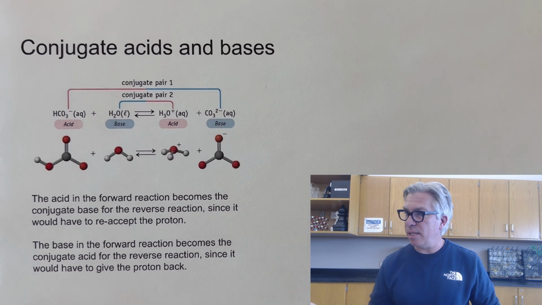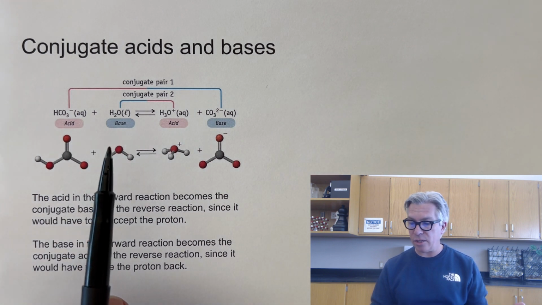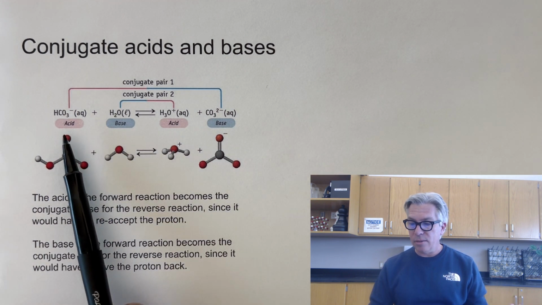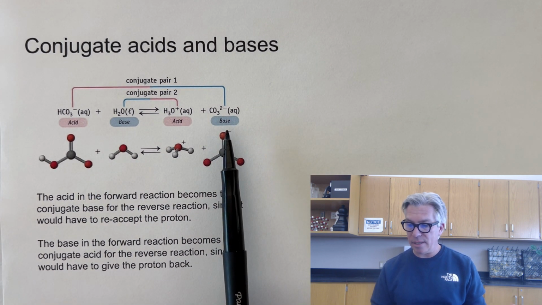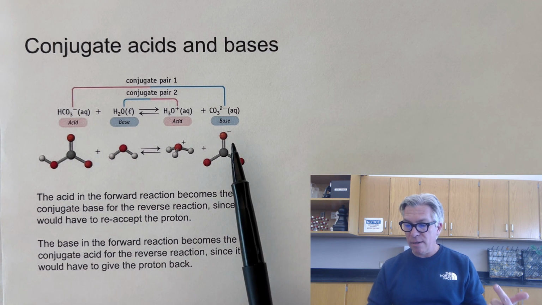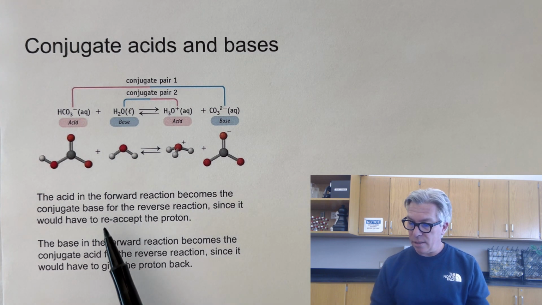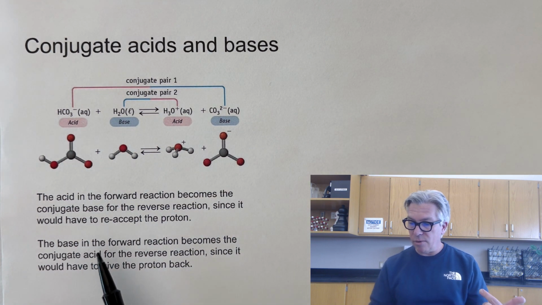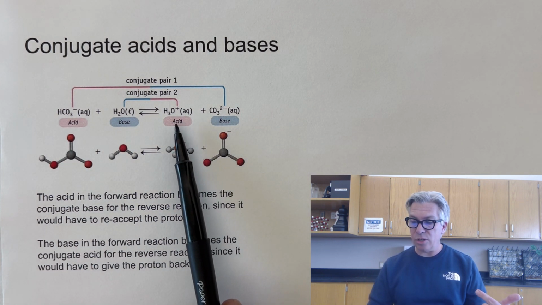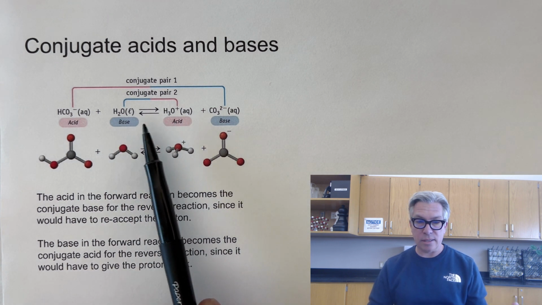All right, let's talk about conjugate acids and bases. Conjugate acids and bases are related species in a reaction where the acid donates a proton and becomes its conjugate base. All right, the acid in the forward reaction becomes the conjugate base for the reverse reaction. So the conjugates are the acid and base for the reverse reaction. And since it would have to reaccept the proton to become this again, it would be a base. And in the reverse reaction, the thing that's donating the hydrogen back would be the hydronium ion. So that is the acid, and it's the conjugate acid of water.